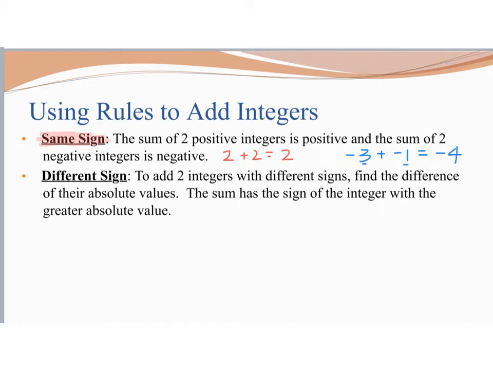Likewise, when I get to sums that have different signs, it says to add two integers with different signs, we're going to find the difference of their absolute values, and the sum has the sign of the integer with a greater absolute value. So if I have something that looks like negative 5 plus 3, what I'm going to do is find the difference of their absolute values.